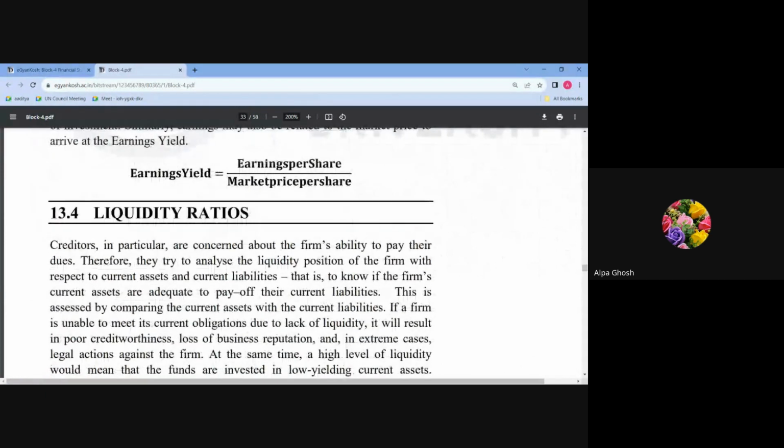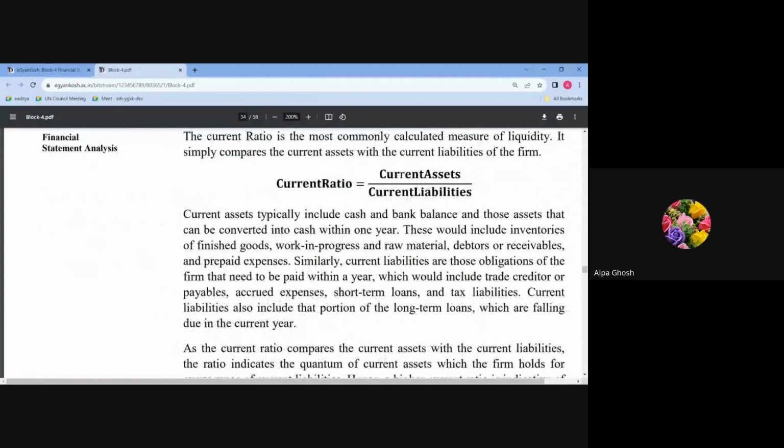Coming to the next one, liquidity ratios. Liquidity ratios are related to your short-term assets and liabilities. Short-term assets and liabilities means your current assets and current liabilities. Current assets are those assets which are to be realized within a period of 1 year, and current liabilities are those liabilities which are to be paid within a period of 1 year.